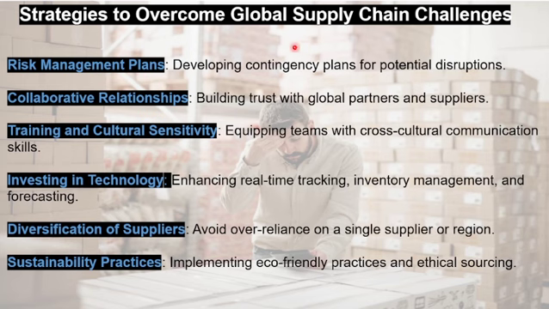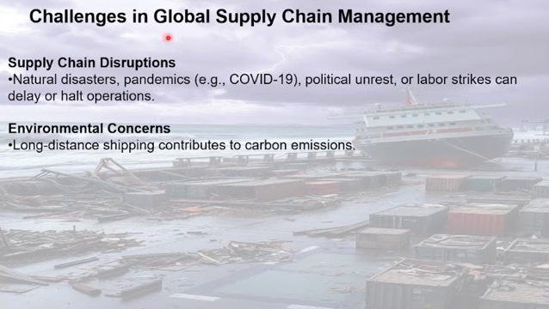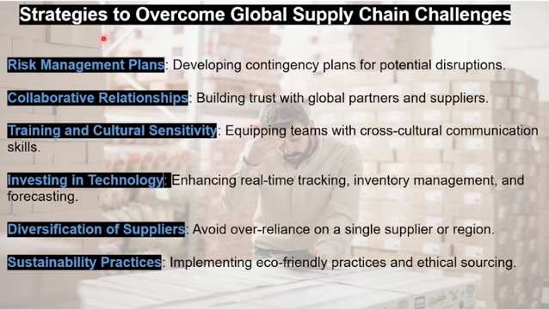How we can overcome the challenges we have discussed over here. So, talking about the strategies, first of all we have to talk about the risk management plan: developing contingency plans for potential disruption. That means if you want to manage your risk, we have to develop different types of plans for potential disruption.